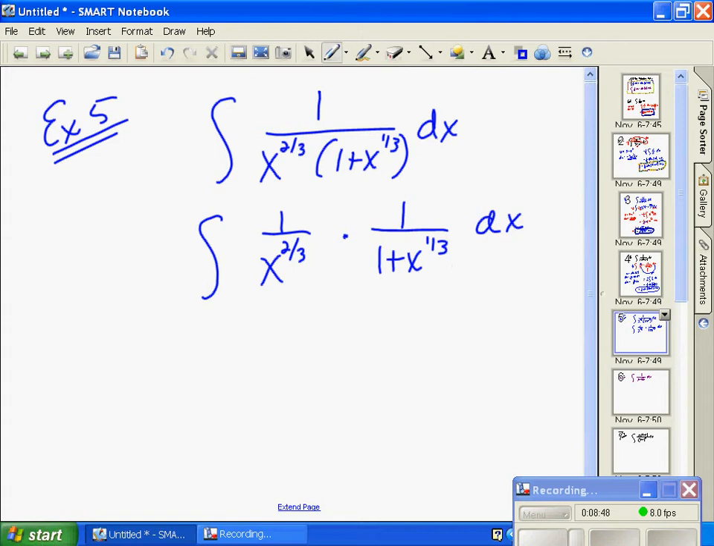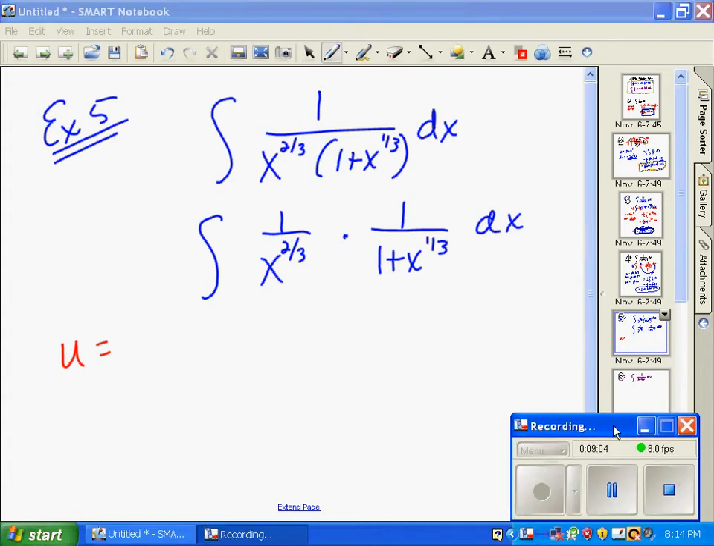I'll let you and your study buddy work on this together. If you would like to pair up with the person across the aisle with you, work on this problem and think about maybe letting u be the most complicated denominator. So I'll give you a couple minutes to work on that. So if you would pause the video at this time.